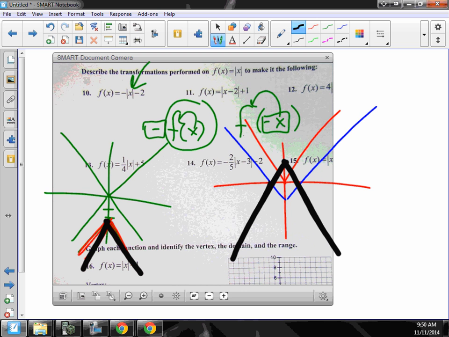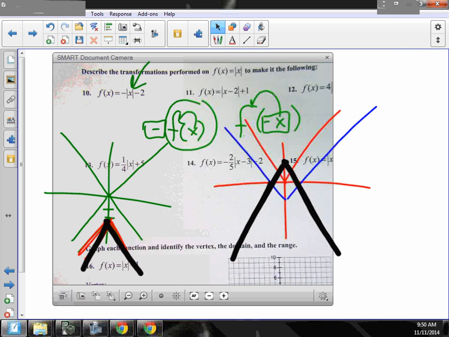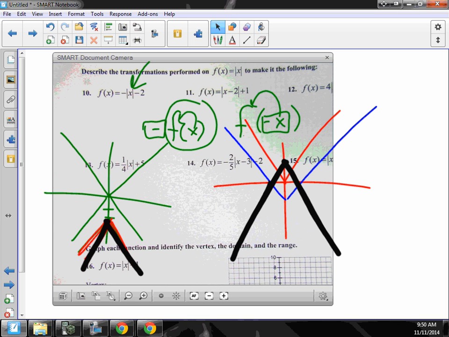And it really only matters if you're reflecting. If you're not reflecting, then the order is not as important. Well, that's not true. If you scale the x's and scale the y's, that would create problems if you did them in the wrong order.